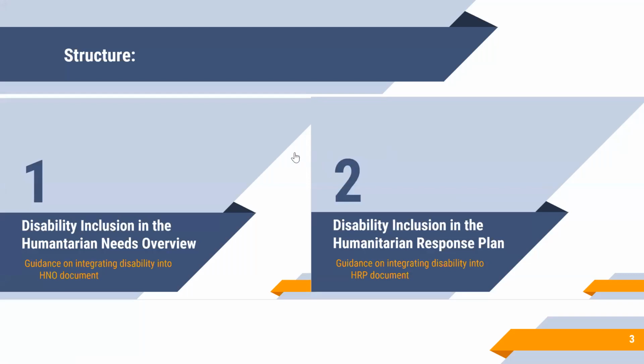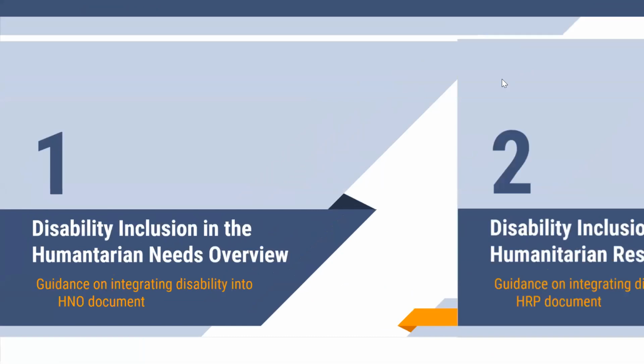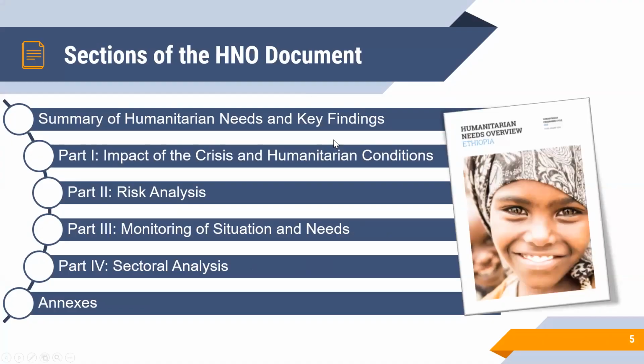So if we start with our first document, the HNO, the humanitarian needs overview, this is a document that every country should develop if they have a humanitarian response plan. They should have a summary of humanitarian needs and key findings. Part one usually is about the impact of the crisis and what kind of humanitarian conditions there are. Part two is risk analysis. Part three is about monitoring, and part four is about sectoral analysis. And then they have the annexes.